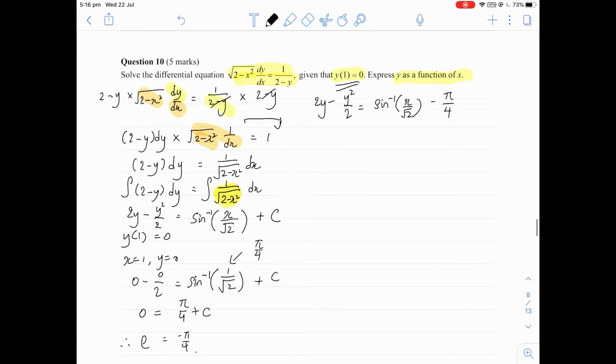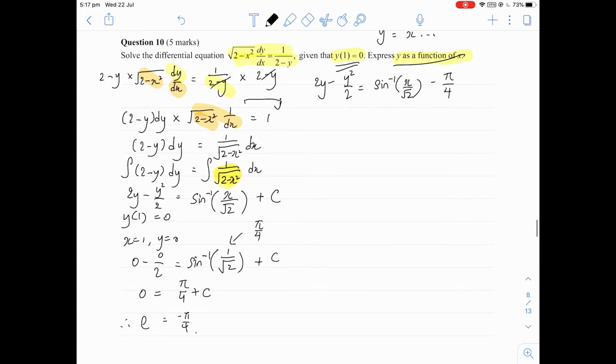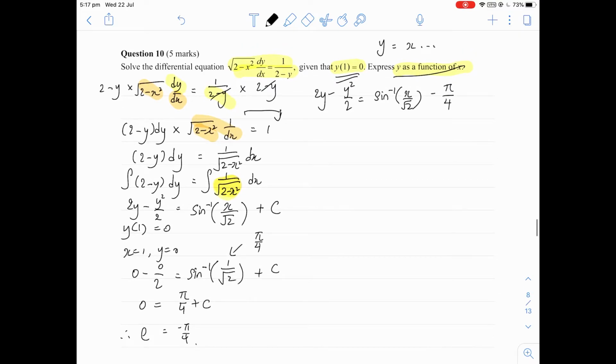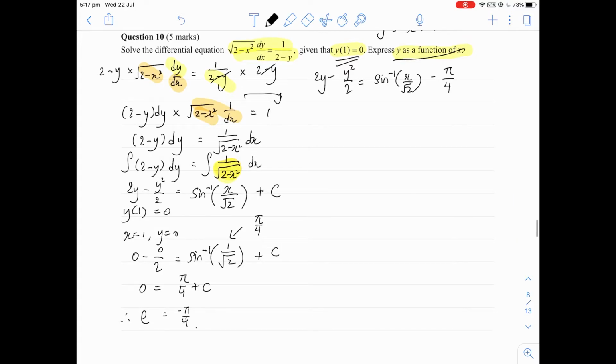Now, the last part of the question asks us to express y as a function of x. What that means is that we need to somehow have y on one side, and then we have all the x terms on the right side, because it is y as a function of x. Okay, now how exactly do we isolate y, basically?